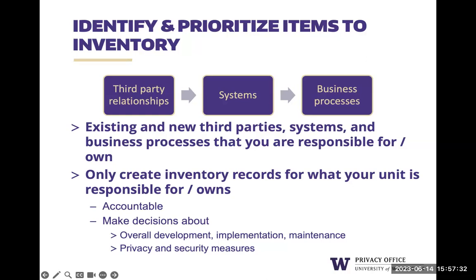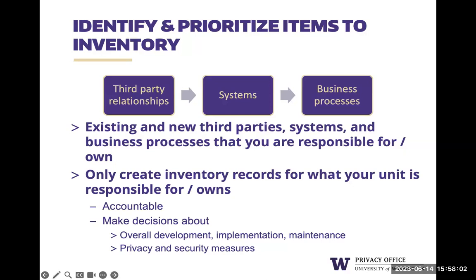A system is an application, database, or other technological system or process that processes data for a particular business purpose. And a business process is a work-related activity that involves personal data and includes things like collecting research data, storing records about people, recruitment processes, processing financial payments, and many other activities.